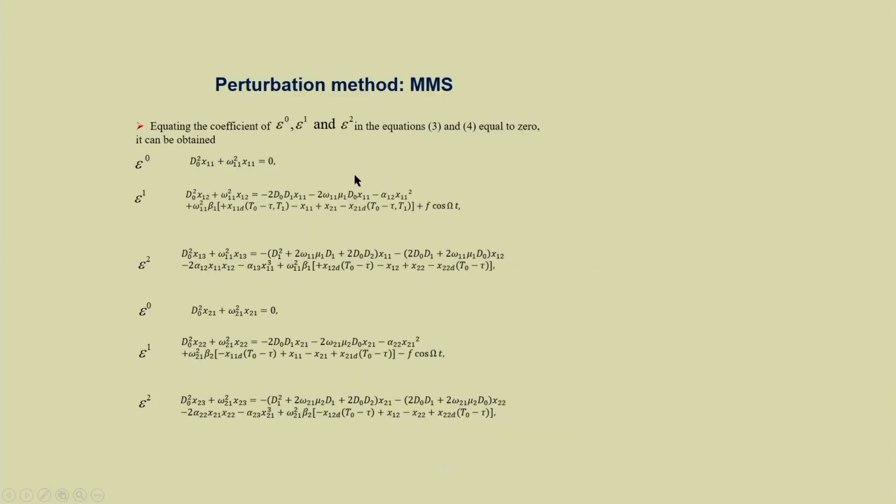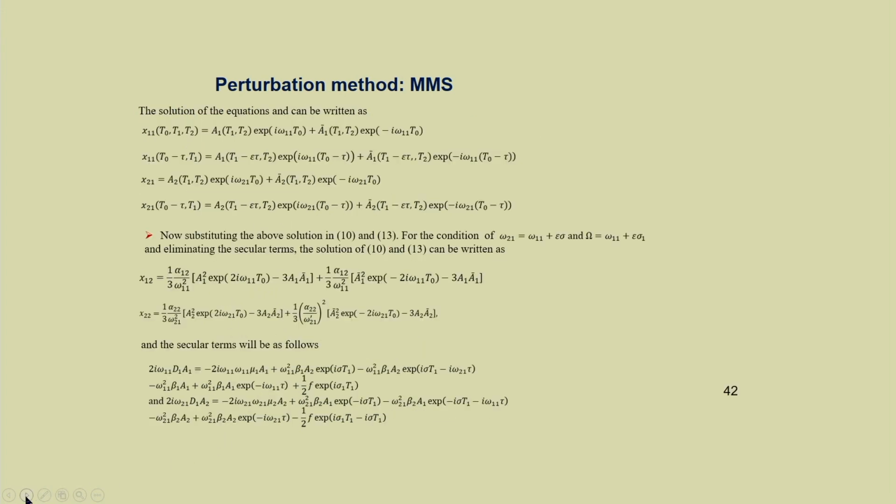So, we can separate the terms with order of epsilon 0, epsilon 1, epsilon 2. We can write up to epsilon square, and then we know the solution of these equations. So, this is the epsilon to the power 0. For the second equation also we know. This is for the first equation and this is for the second equation. So, now we have 6 equations and we got their solutions.